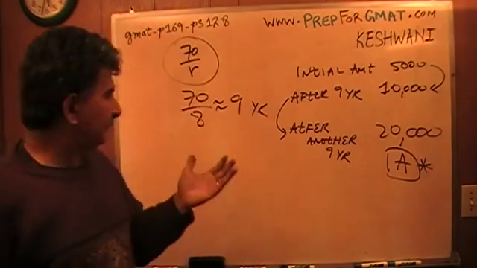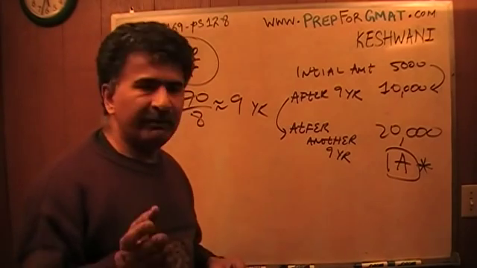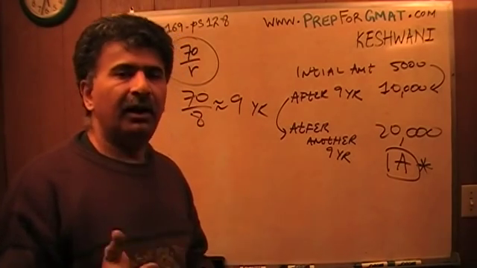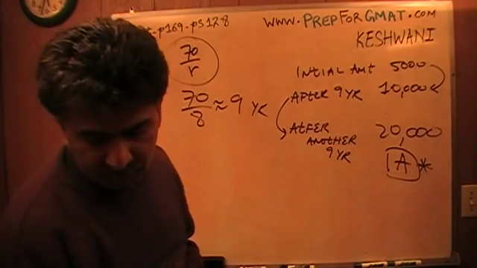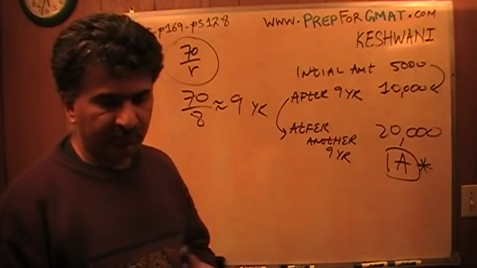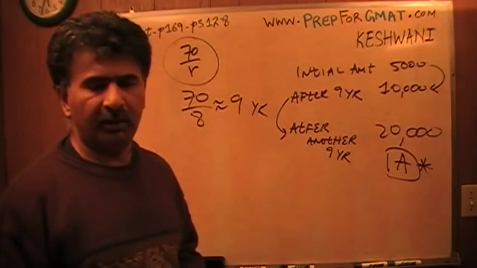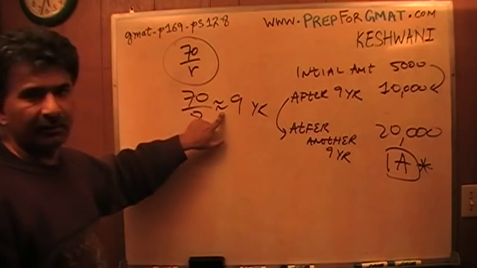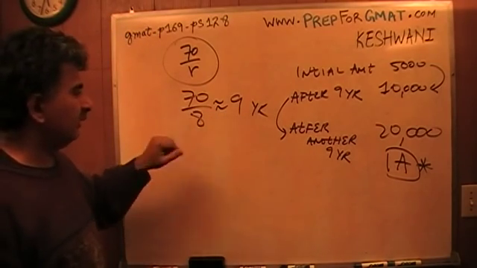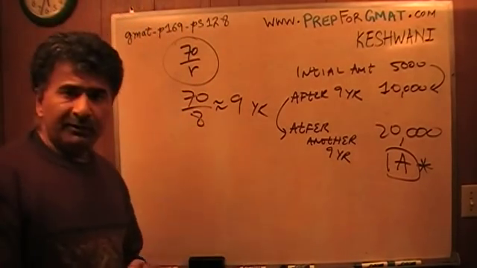That takes time. So 70 divided by 8 is approximately 9 years, which means in about 9 years, 5,000 is going to become 10,000, and in another 9 years, that 10,000 is going to become 20,000. And there you go, they're using the word approximate. What will be the approximate total amount of value? That's hence the approximation. It will take approximately 9 years to double. So it's $20,000.